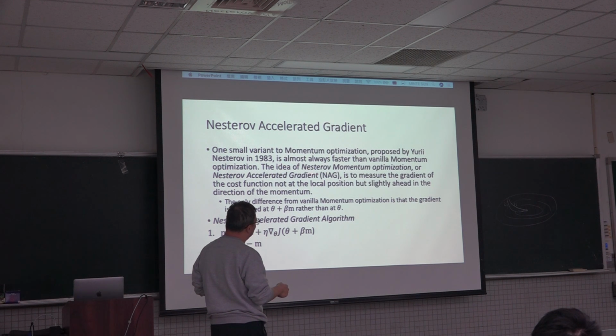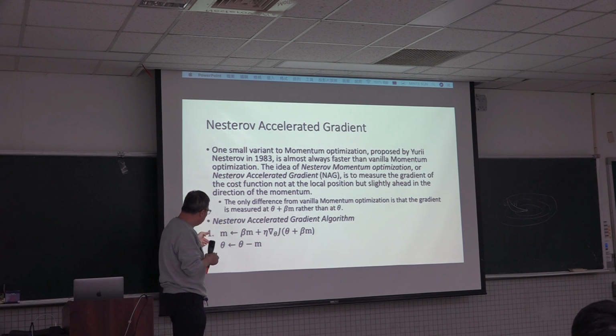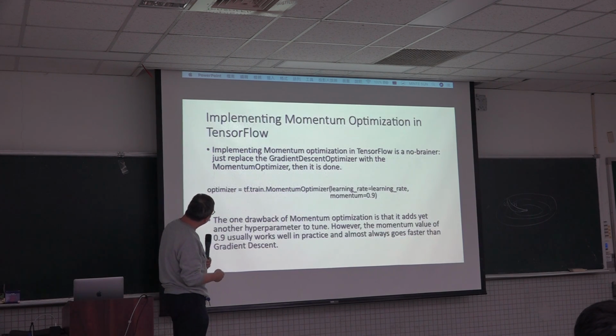The idea of this Nesterov momentum optimization, or what we just call Nesterov accelerated gradient, abbreviated as NAG, is to measure the gradient of the cost function not at the local position, but slightly ahead in the direction of the momentum. So let's just look at the formula. This formula and the previous one in momentum.